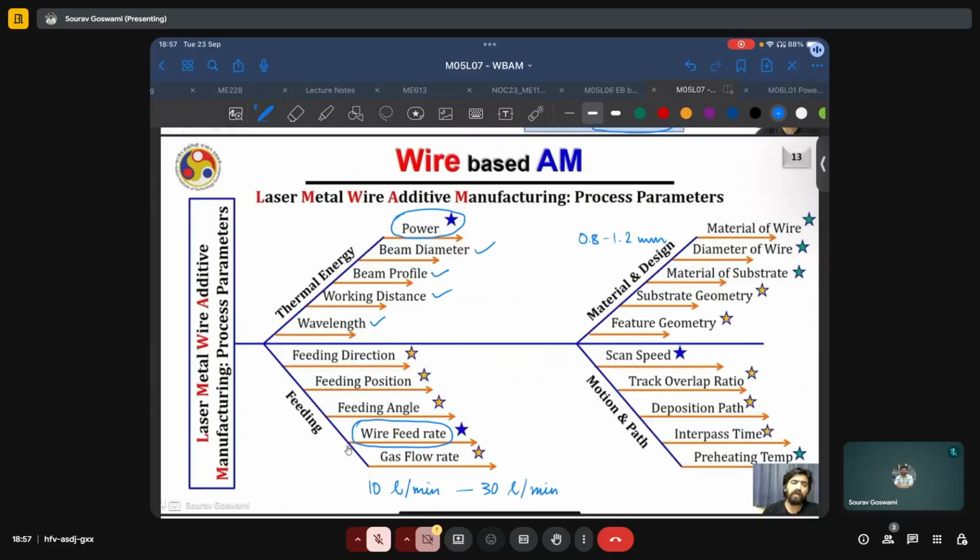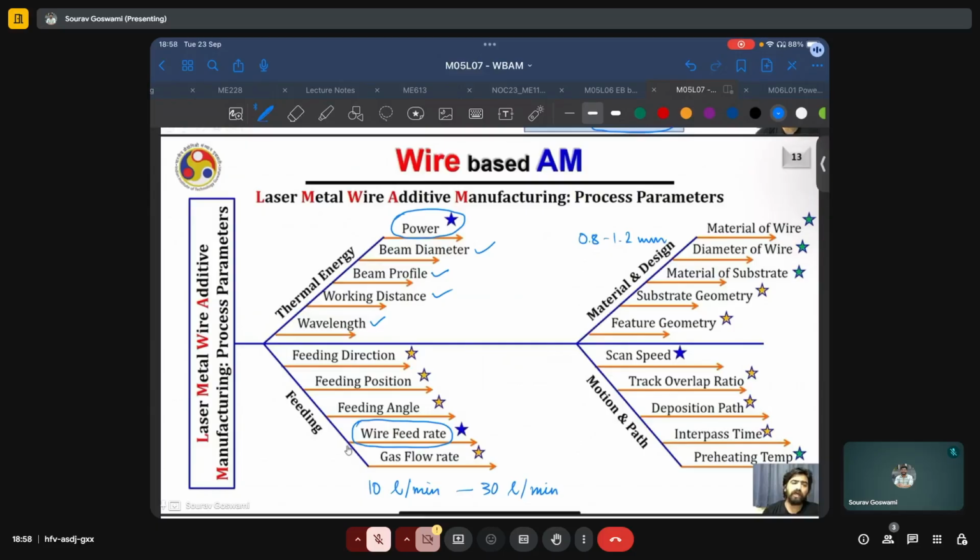The material of the substrate is a design parameter which will already be given to us for a given application. Substrate geometry is typically flat, and feature geometry will again be as given to us. And in terms of motion and path, the various variables are the scan speed, the track overlap ratio, the deposition path, interpass time, and the preheating temperature.